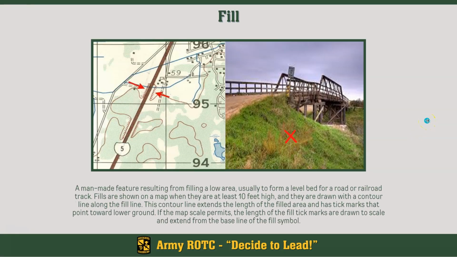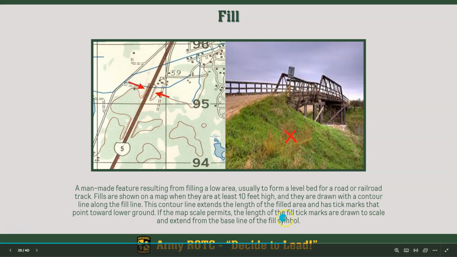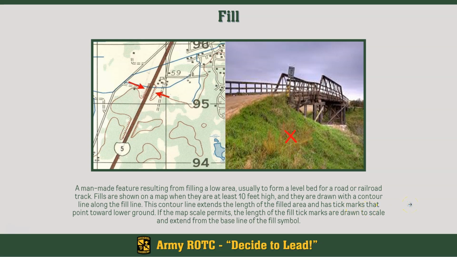Now fill is the exact opposite. Also a man-made feature. It's a result from filling a lower area to make it level for, again, a railroad or a road. These fills are shown on a map when they're at least 10 feet high, just like cuts, and they're drawn with a contour line along the same thing, the fill line. So it's going to show the length of how long that fill was actually created. So again, it's going to extend the length of that filled area, has tick marks that point towards lower ground.